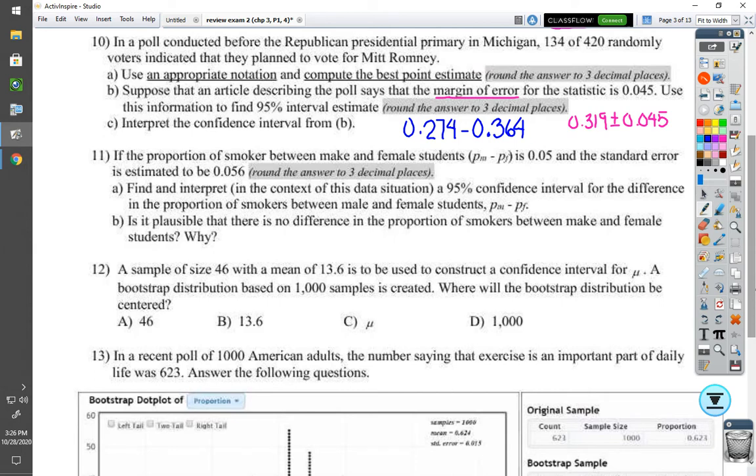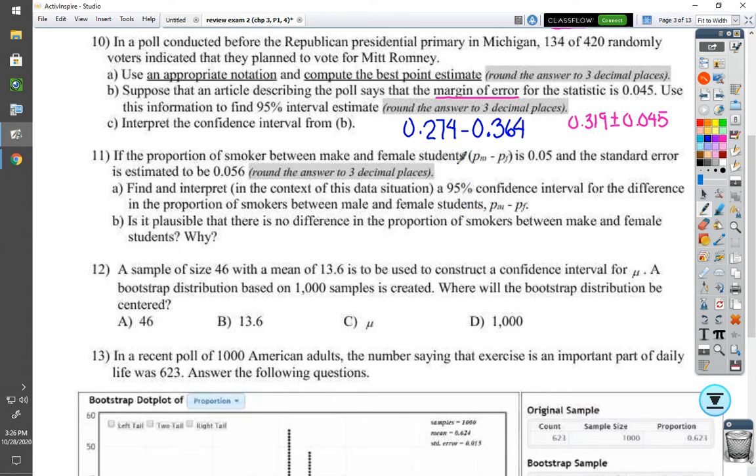If the proportion of smokers between male and female students, P of M minus P of F, is 0.05, and the standard error is estimated to be 0.056, find and interpret in the context of the data situation a 95% confidence interval.